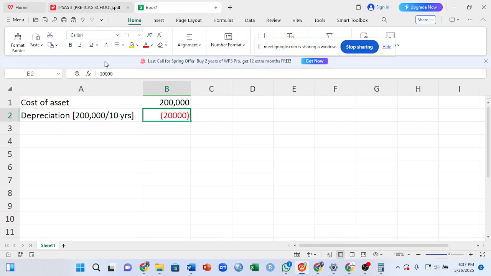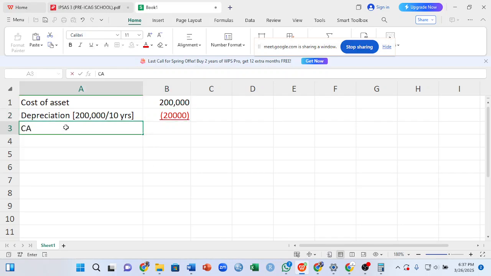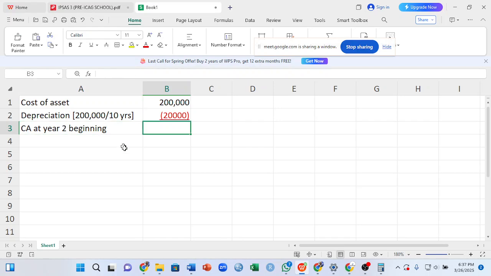So this will be 20,000. Then we'll less it to get the current amount. So this will be the current amount at year two beginning. So what would that be? 180,000. Okay. So this will be the current amount of the asset at year two beginning.